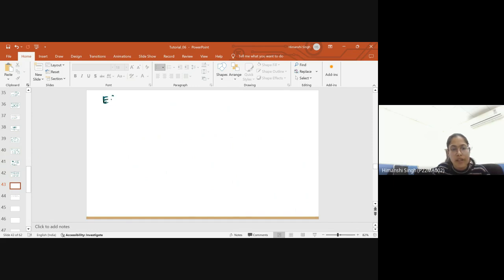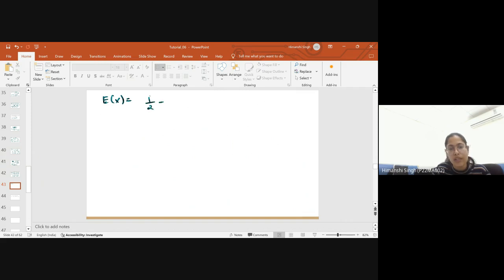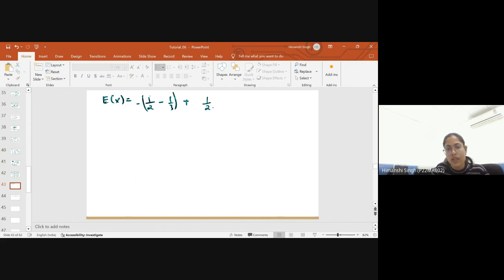So the expected value of x will be: for the first integral, it is 0 for the upper limit, and for the lower limit it will be 1 by 2 minus 1 by 3 with a negative sign. For the second, it will be 1 by 2 minus 1 by 3 for the upper limit and 0 for the lower. These get cancelled, so it is 0, and it will be equal to the expected value of y.